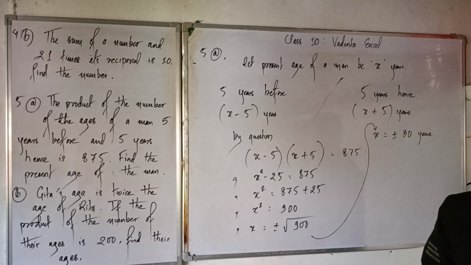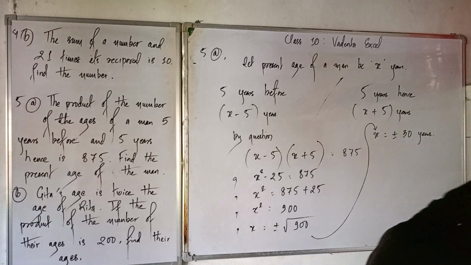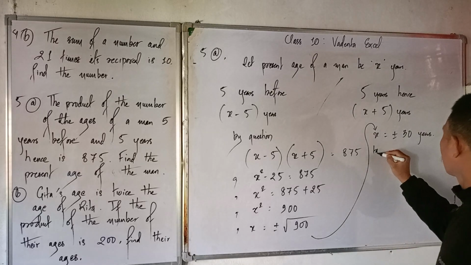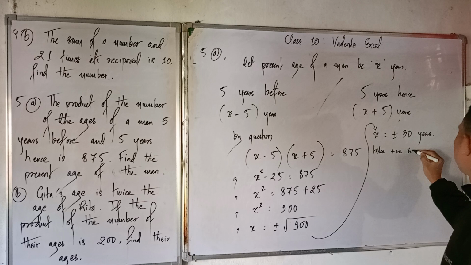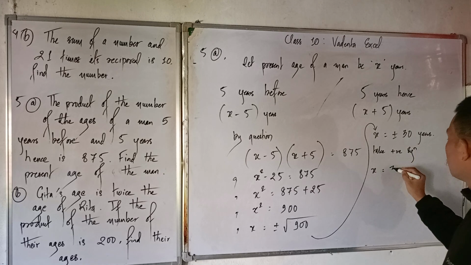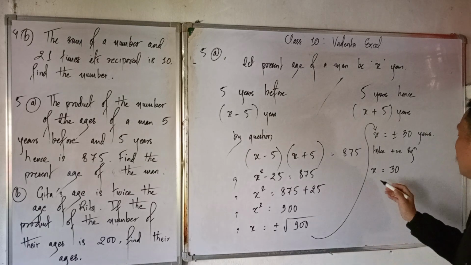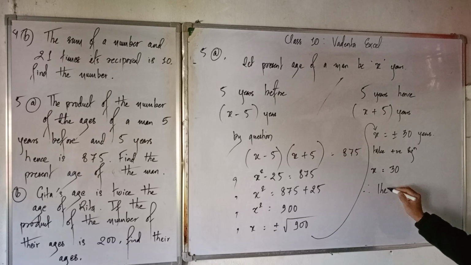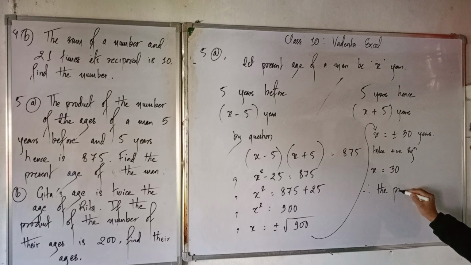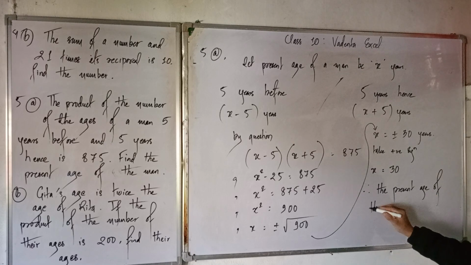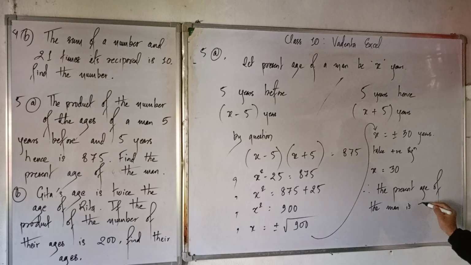So the age cannot be expressed in minus sign, so we take the positive sign. You will get the value of x as 30, because age is always positive. Therefore, the present age of the man is 30 years. This is the answer.